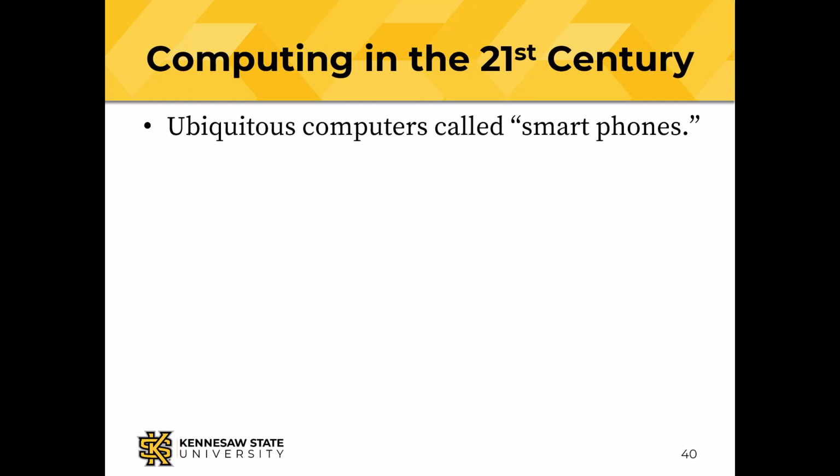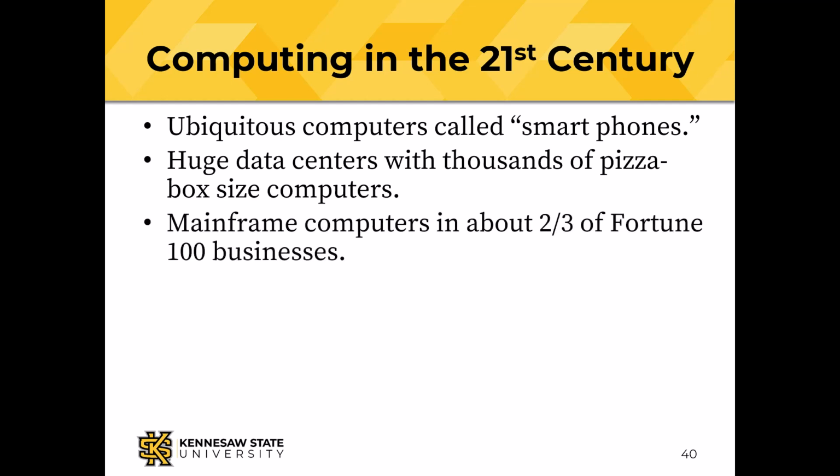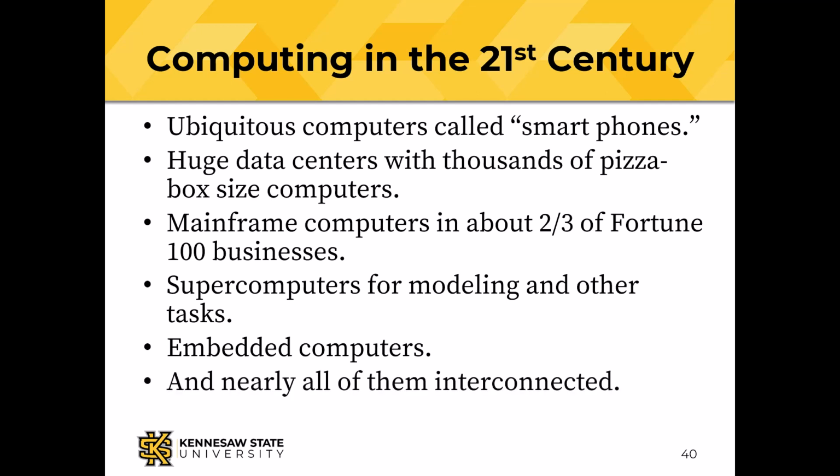We're well into the 21st century, almost a quarter of the way in, and digital computers are everywhere. You almost certainly have one with you, although you might call it a phone. You're more likely to be reading this book on a digital device than on paper. There are huge data centers with thousands of pizza box-sized computers. They run things like Google and Amazon. There are still mainframe computers in about 2/3 of the Fortune 100 businesses. There are supercomputers used for modeling and other tasks that require intensive computation, embedded computers in things like microwave ovens, and all of them are interconnected.